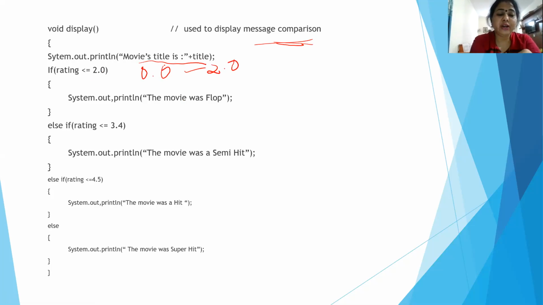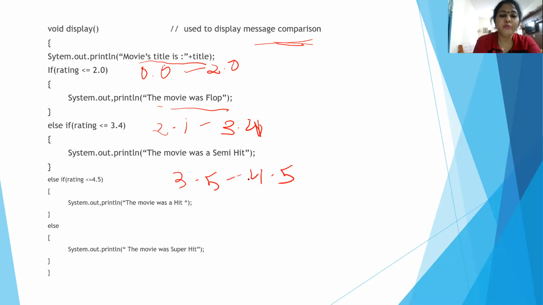If the user entered a rating between 0.0 and 2.0, the message will come up: the movie was flop. Then if the rating is between 2.1 and 3.4, your message will be: the movie was semi-hit. Else if the rating is less than or equal to 4.5, that means 3.5 to 4.5, then the movie was hit. Else 4.6 to 5, then the movie will be super hit.